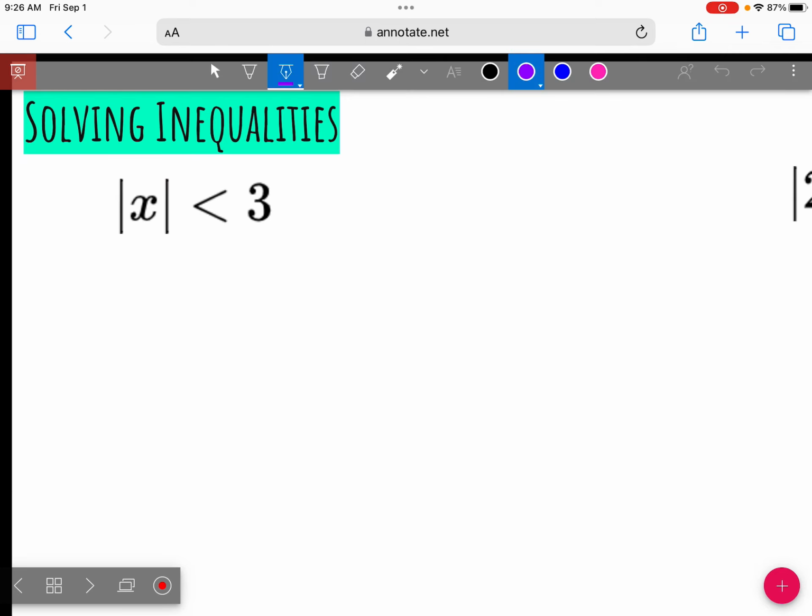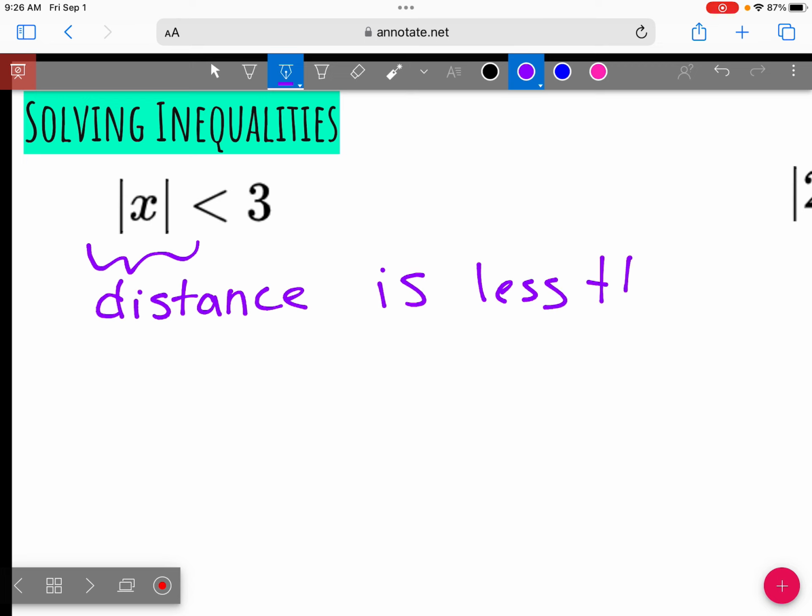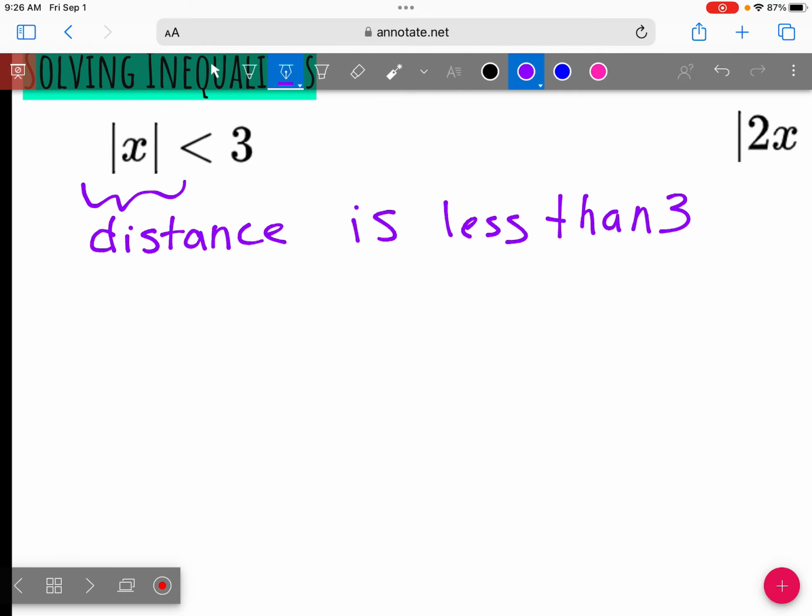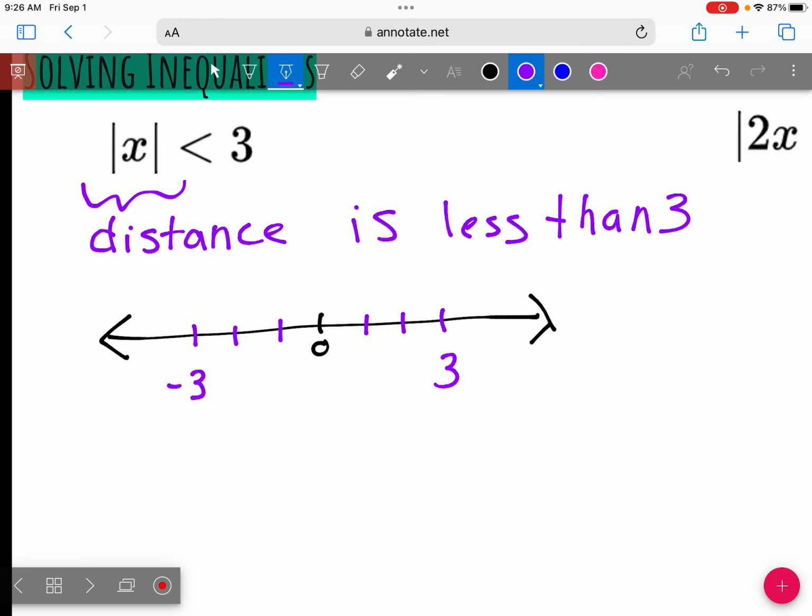So what we're looking at here is that our distance, remember this is the distance from 0, is less than 3. Which means if we think about it in terms of a number line, it cannot be more than 3 spaces from 0. So it could go 1, 2, 3 spaces this way, or 1, 2, 3 spaces this way. So our absolute value is somewhere in between, right?